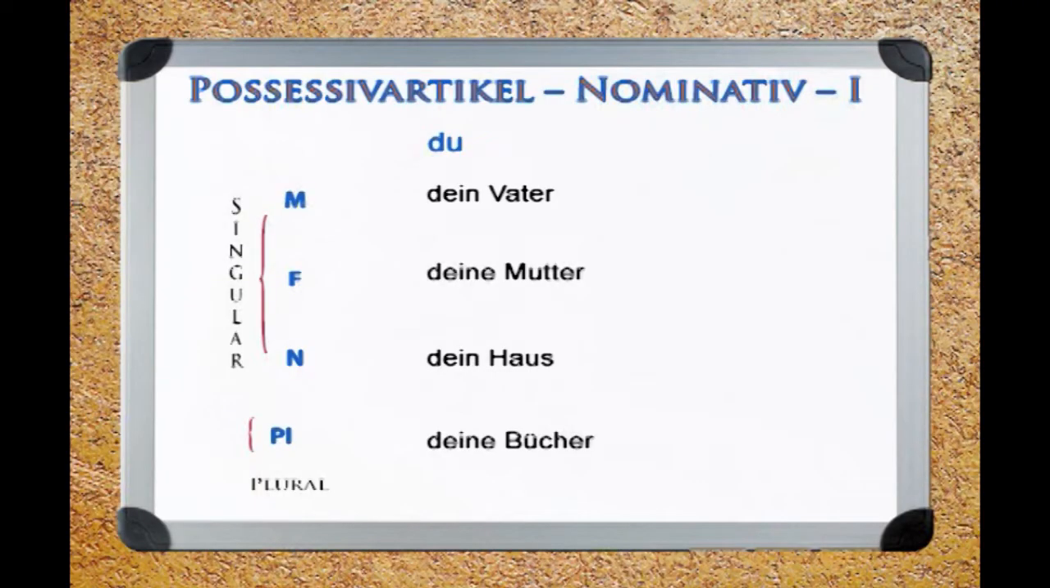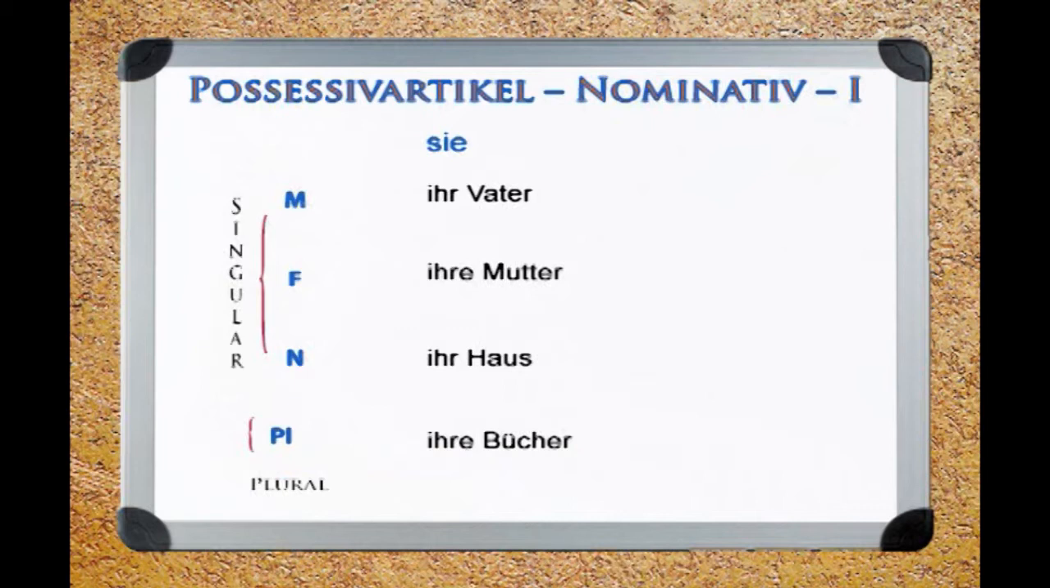Now, let us look at the possessive article for du. For du, the possessive article begins with dein. So, it follows the same pattern: dein Vater, deine Mutter, dein Haus, deine Bücher. As you can see, I have written er and es together. The reason here is that both er and es make the same possessive article, that is sein. So, for both er and es, here it is sein Vater, seine Mutter, sein Haus, seine Bücher.